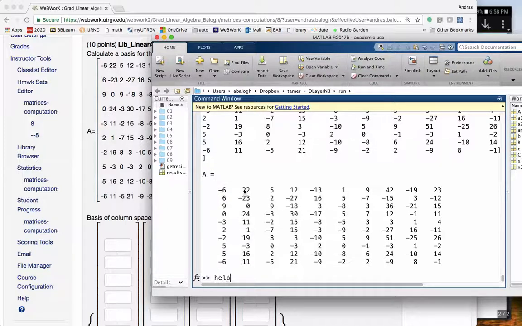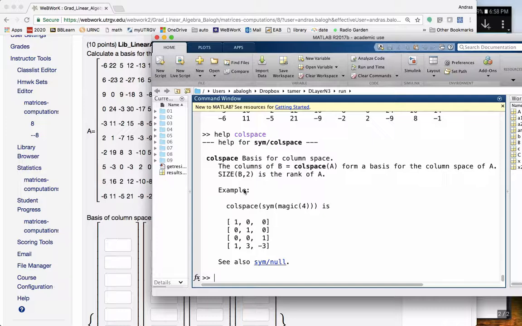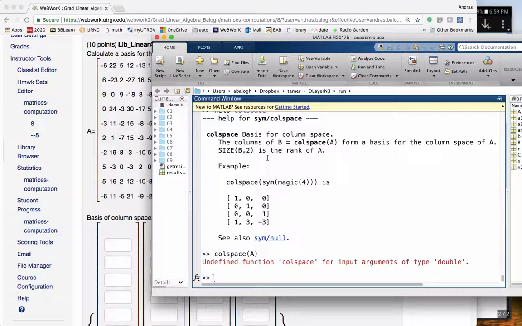If you type help colspace, it gives you the syntax. It also talks about sym, which stands for the symbolics package. If I type right now colspace, then it complains that it cannot calculate the column space for double, because the A matrix has double precision numbers in it. You need to use the symbolic representation of A, and for that you have to create a new matrix, for example AA, and then type sym parenthesis A.